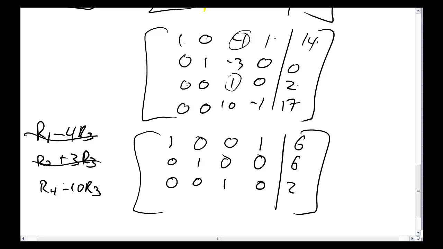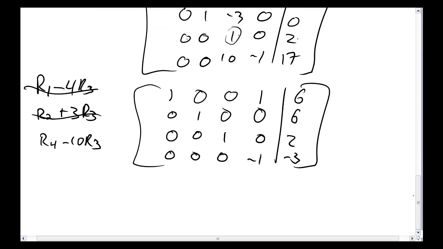And finally, for row 4, 0 plus 0 gives me 0. 0 plus 0 gives me 0. 10 minus 10 gives me 0. Negative 1 minus 10 times 0 leaves me with negative 1. And 17 minus 20 leaves me with negative 3. Alright, on the bottom row, I multiply row 4 times negative 1. This makes these positive.